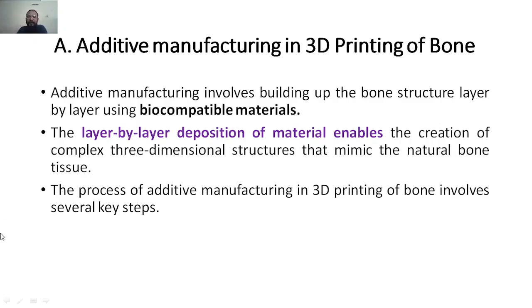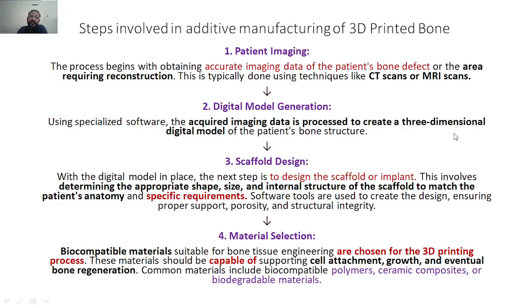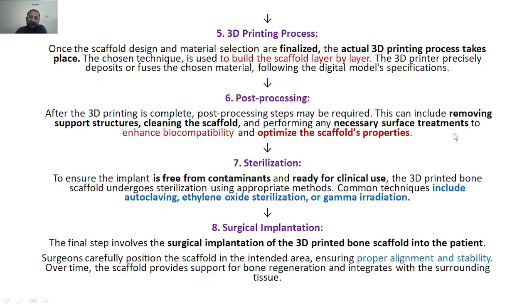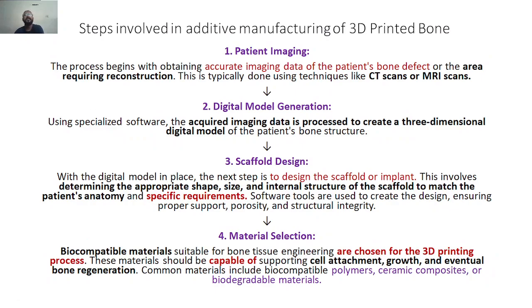Now the process of additive manufacturing in 3D printing of bone involves several key steps. Those steps we will discuss. These are the major steps. We have around 8 steps. The first step is patient imaging. Generally I will explain once and then we can go in detail.